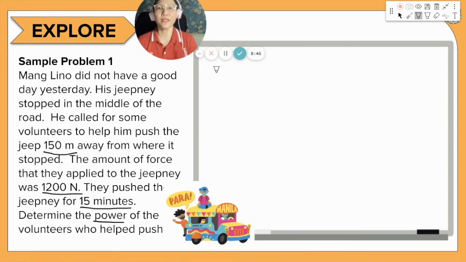All right. So let's start with the given. This is again the GUESS method, given. And then let's just indicate what these quantities are. He called for some volunteers to help him push the jeep 150 meters away. So meters, this is probably length. So this is the displacement, right? 150 meters. And then 1,200 newtons. Newtons is a unit of force. So that is F.